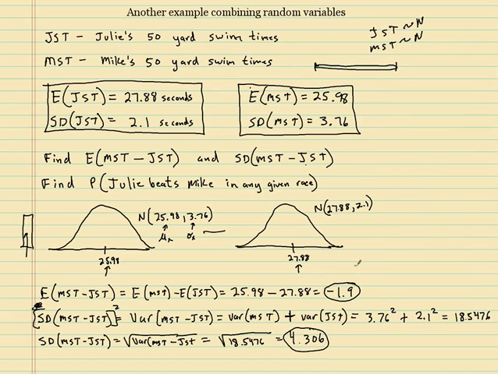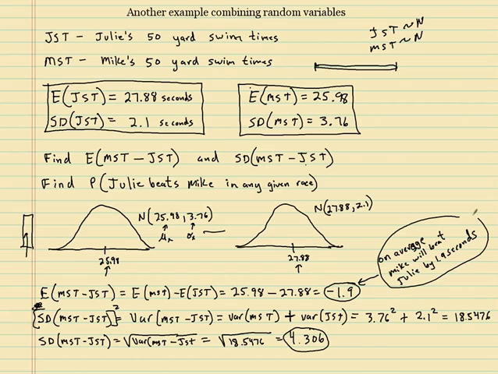So what did you think this meant in context of this problem? This means on average Mike will beat Julie by 1.9 seconds. Does that necessarily mean that Julie will never beat Mike? No, Julie will beat Mike, because think about it.